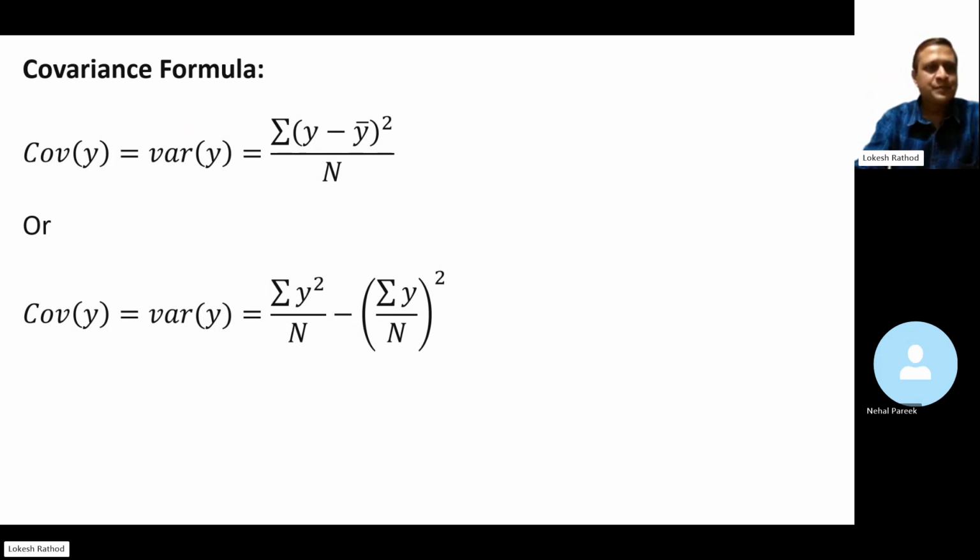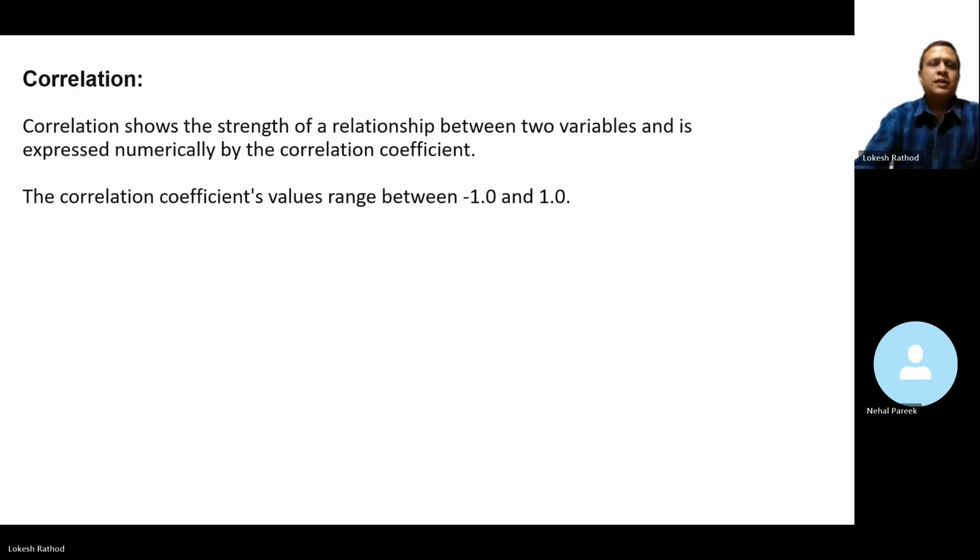So there's one thing. Now, next concept is correlation. So what is correlation? Correlation shows the strength of a relationship between two variables, right? How strong the relationship is between two variables. And it is expressed numerically by the correlation coefficient. So the correlation coefficient's value ranges from -1 to +1, right?